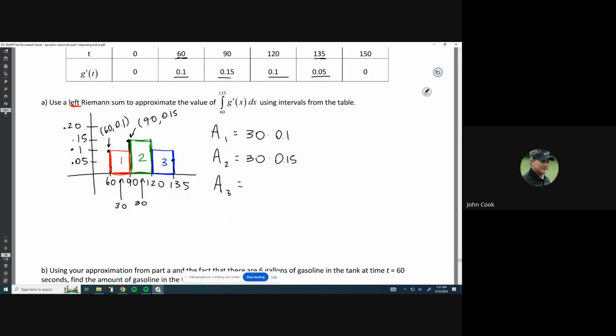And then last interval, let's see, from 120 to 135, that's a difference of 15. So the base now is going to be 15. And then the height's going to be based off of that coordinate right there, which is 120, comma 0.1. So 0.1 is the height for this one. All right, so now let's multiply them and add them together.